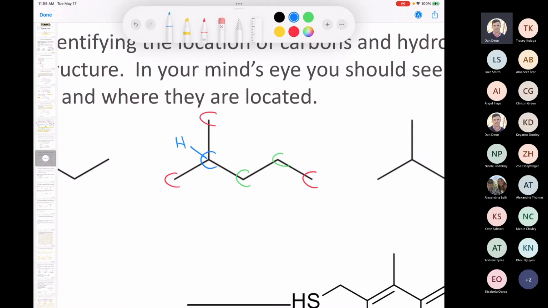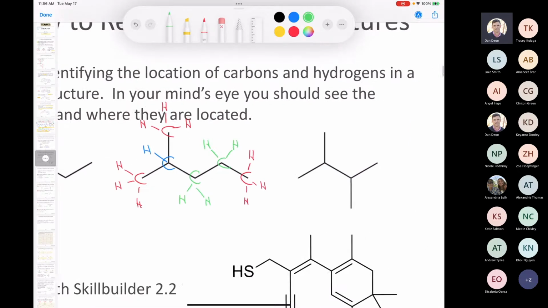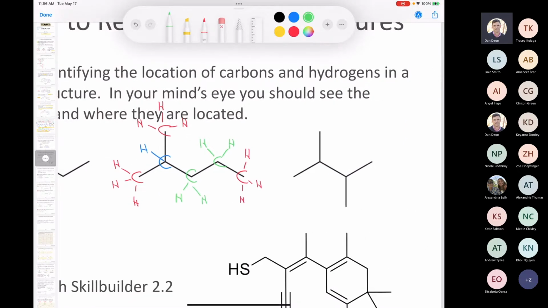Yeah, absolutely. They're all missing 1, 2, 3. 1, 2, 3. And then I think you're with me that the 2 green carbons are missing 2 hydrogens each because they both have 2 bonds directly attached to them.